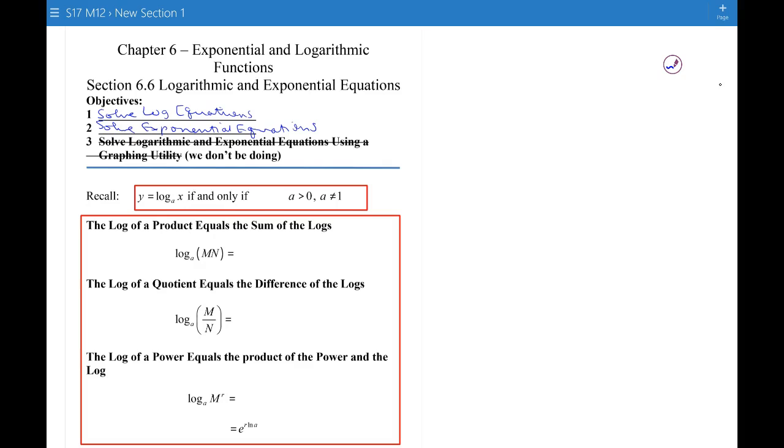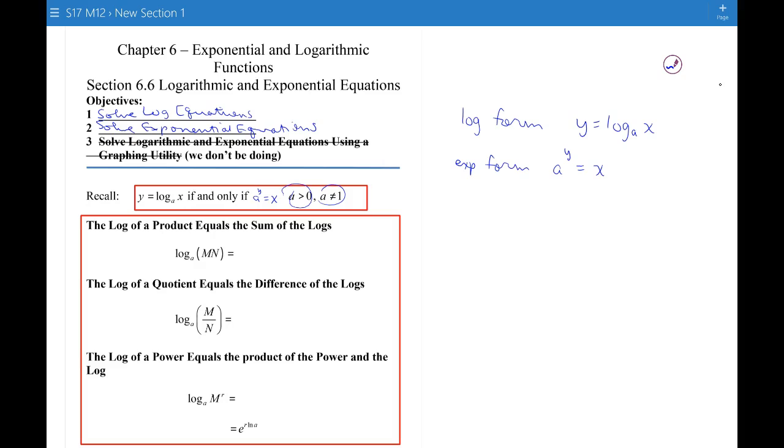y equals log base a of x if and only if a to the y equals x. Remember that logarithmic form is y equals log base a of x, and exponential form is a to the y equals x. And remember, we want a positive, but a not equal to 1.